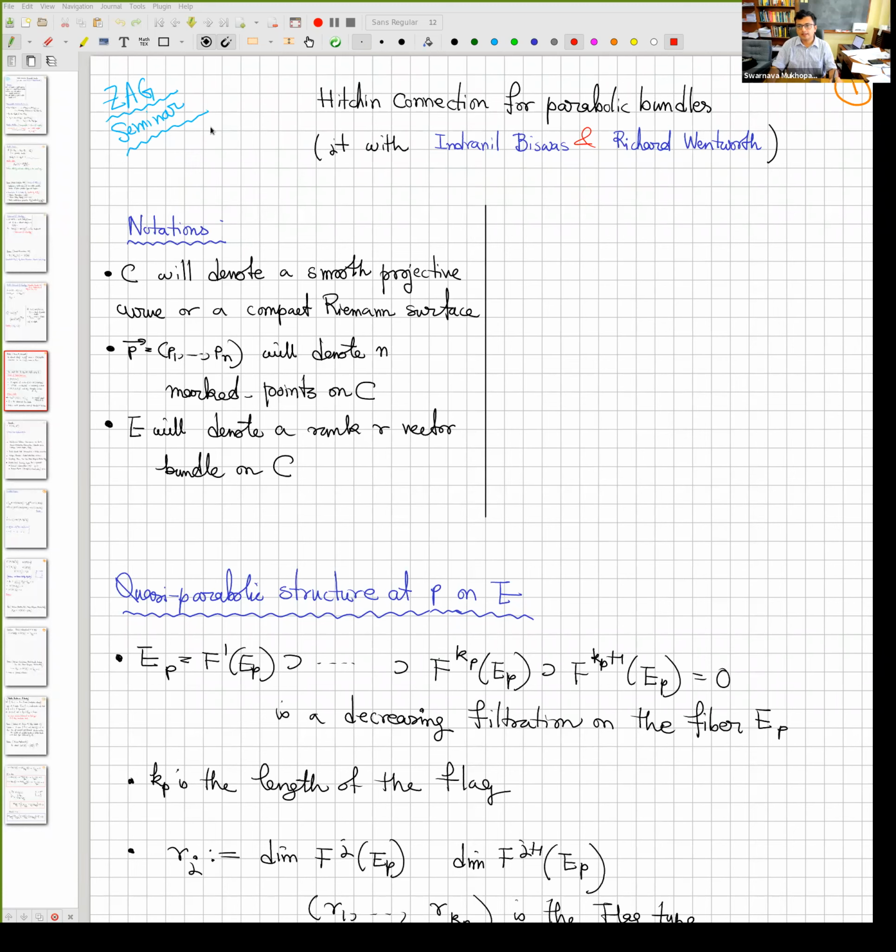Okay, so I'm going to talk about Higgs connection for parabolic bundles. So let me introduce the context of what things are, and then explain our main result, and hopefully I will be able to give you some idea of what the main results are and what's the idea behind the proofs.